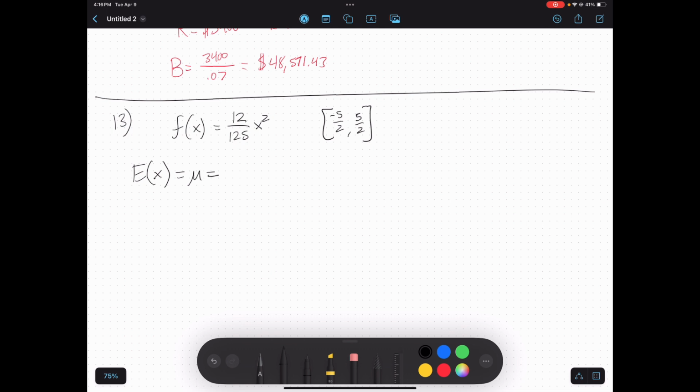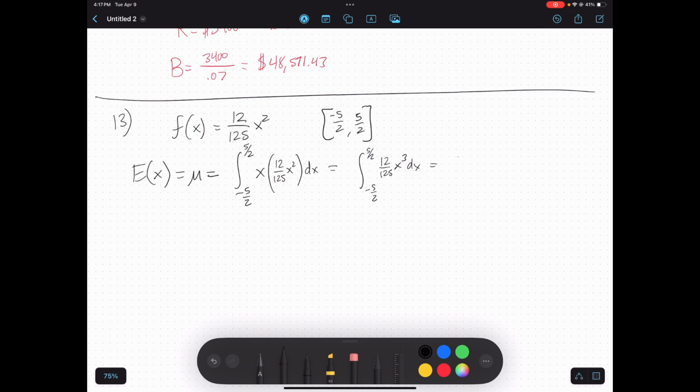Expected value, if you remember, is just your mean. How do I calculate it? Well, I'm going to calculate this integral over its entire domain, -5 over 2 to +5 over 2 of x times my probability density function, x times f of x. Let me simplify that. I get the integral from -5 over 2 to +5 over 2 of 12 over 125 x cubed. Right? X times x squared just gives me x cubed. That makes it a really nice antiderivative to find.